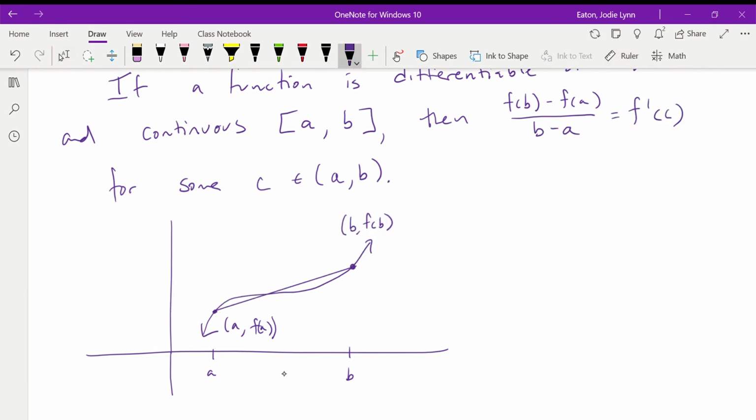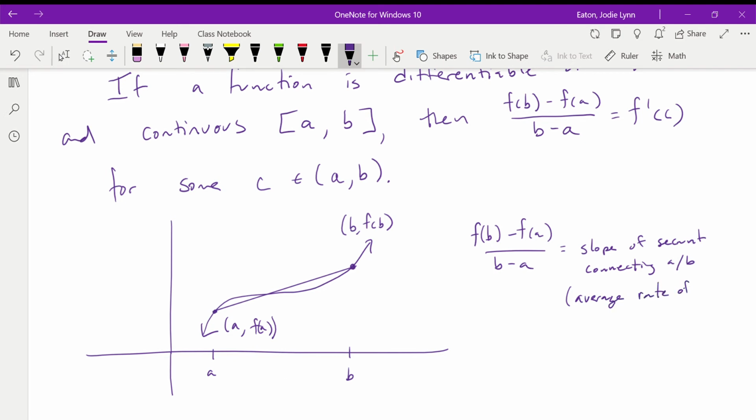Then f of b minus f of a over b minus a is the slope of the secant connecting a and b. It is also the same as the average rate of change of f, and this is where the mean comes from. So it's the average slope of f over that period of time. If it were a position graph, it would be the average velocity over that period.